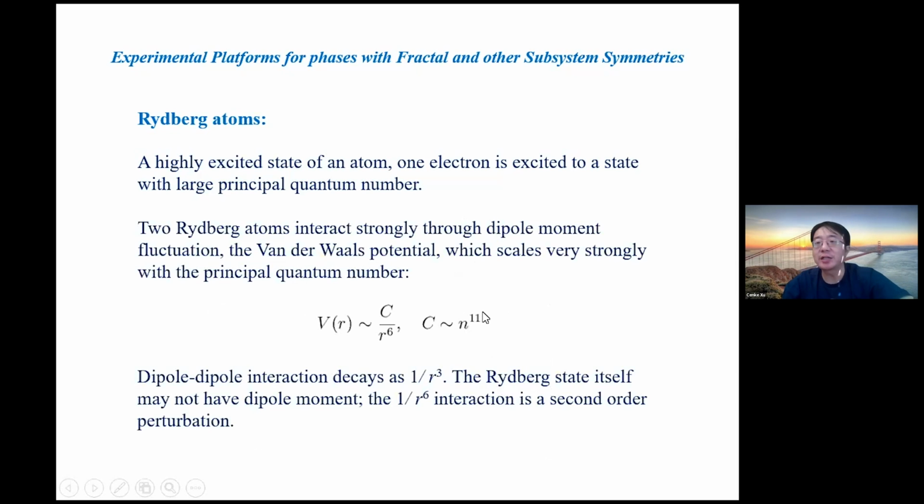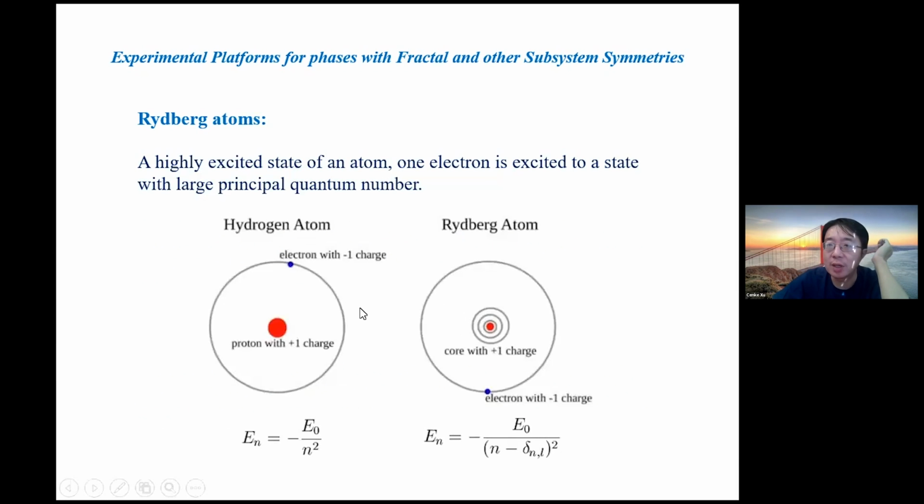Another thing is that in a hydrogen atom, the size of the atom goes like n squared. Suppose I excite an electron to a high principal quantum number state. The radius of the electron orbit is going to be very big. It scales like n squared. So this means that Rydberg atoms can be very large.